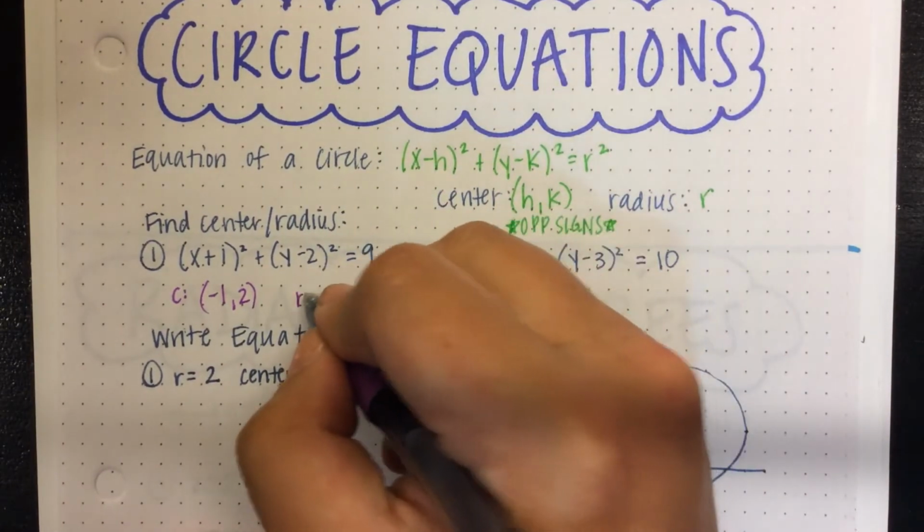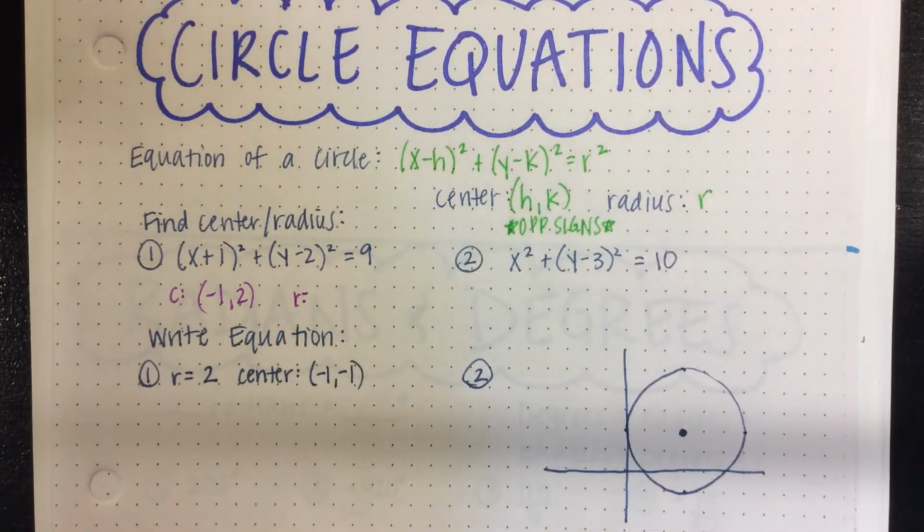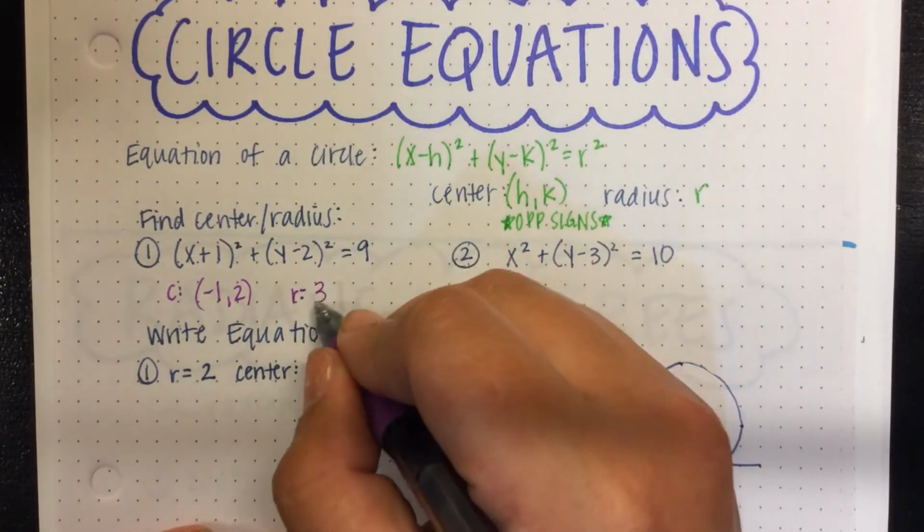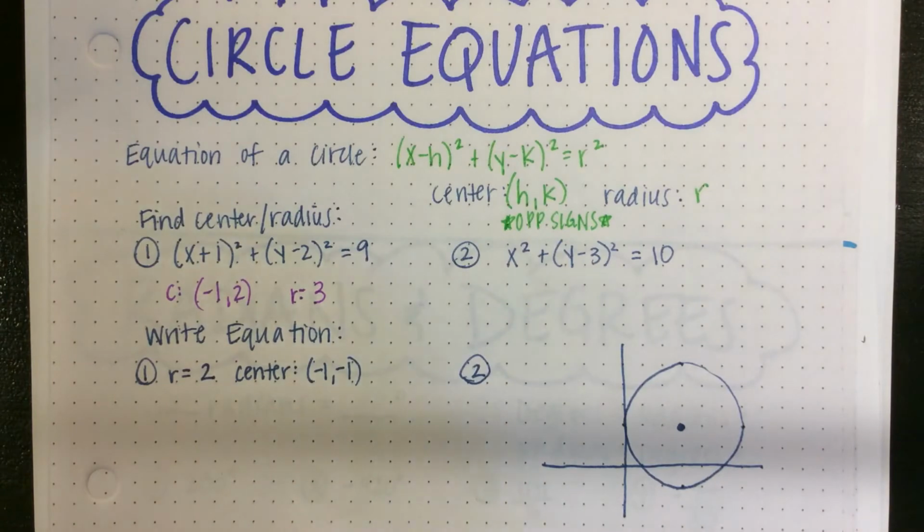The radius, take the square root of what it equals. Square root of 9 is 3. Done. Easy peasy. h, k, and r.